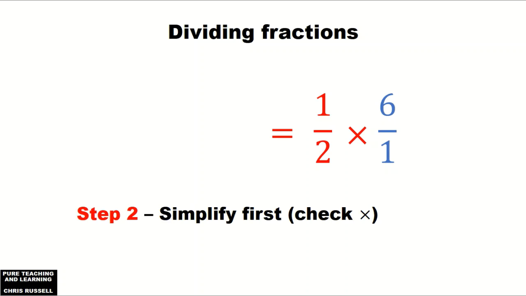Now step 2, we simplify first. We make sure we check the diagonals. Okay, in this case, in one diagonal we've got 1 and 1. They're both special numbers, so we don't have to simplify further. But next we have 2 and 6. So how many 2's go into 6? We have 3. Okay, and how many 2's go into 2? We have 1. So therefore 6 will change to 3 and 2 will change to 1.